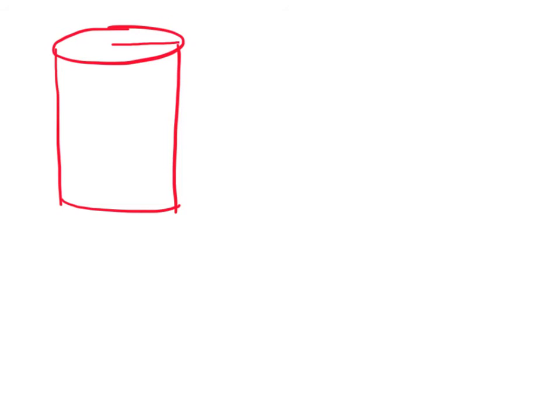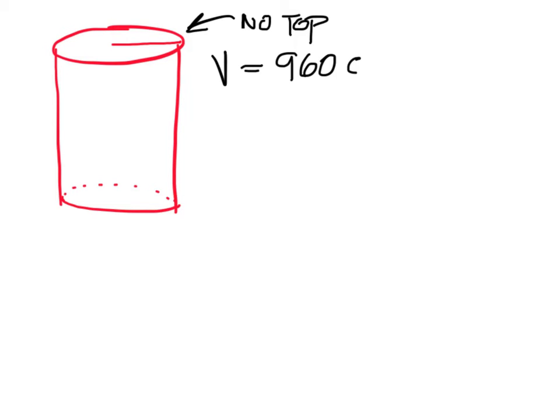This is going to be a practice problem, and it's going to be a cylinder. Of course, a cylinder has a top and a bottom, but in this case, this one will have no top. The volume of this cylinder must be 960 cubic inches. So what we are looking for will be the dimensions that will allow us to have the least materials used for this.